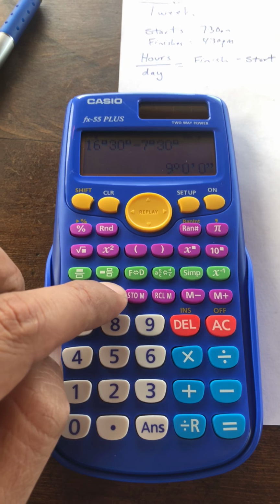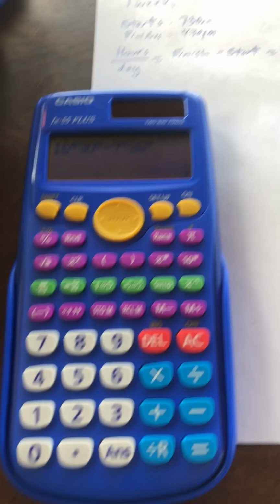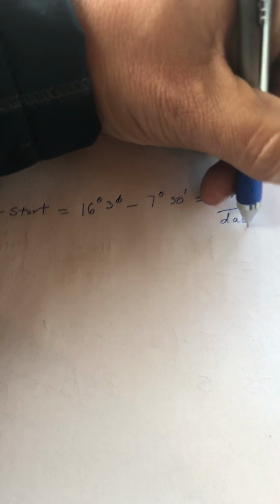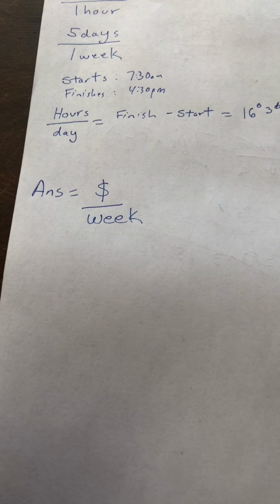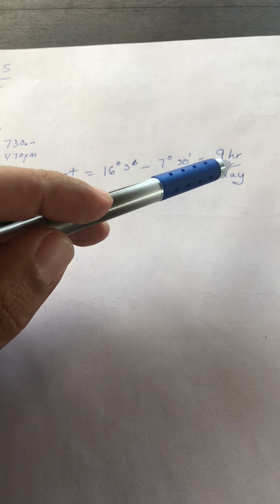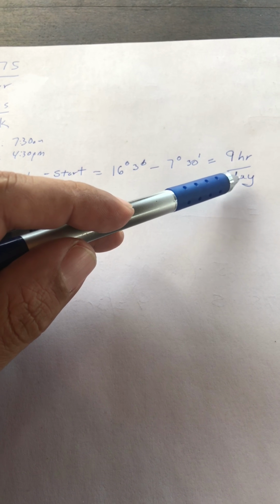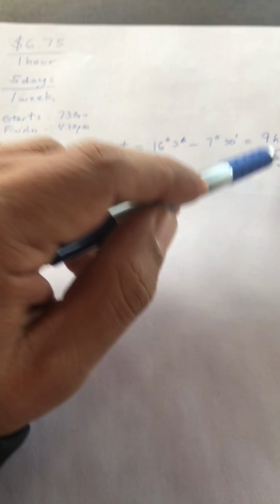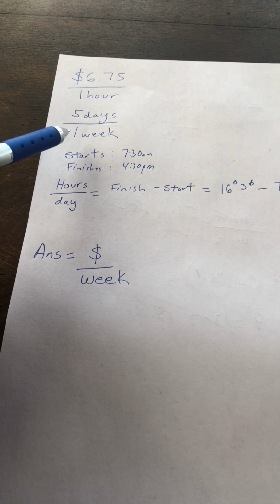So let's convert that back to regular time. So Matthew works 9 hours per day. Now we have everything we need to figure out the answer to his question. What we're looking for is dollars per week. First, we can look at how many hours he works per week, which would be 9 hours per day times 5 days per 1 week.